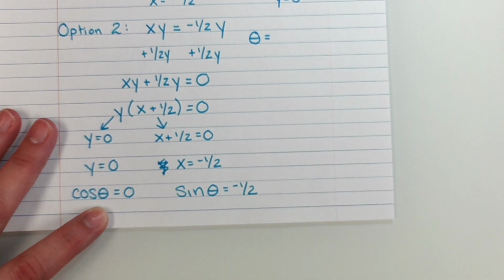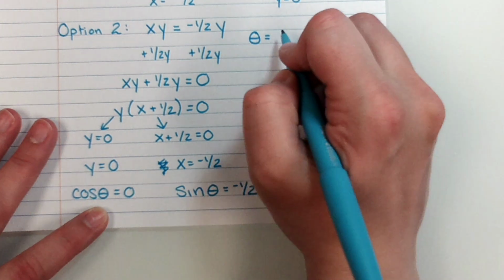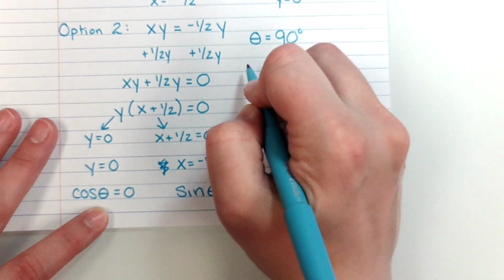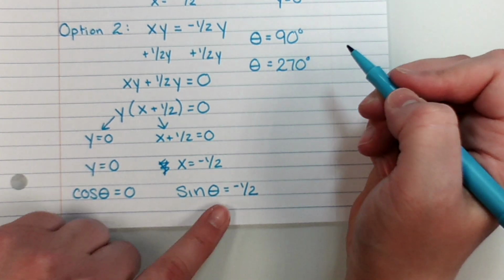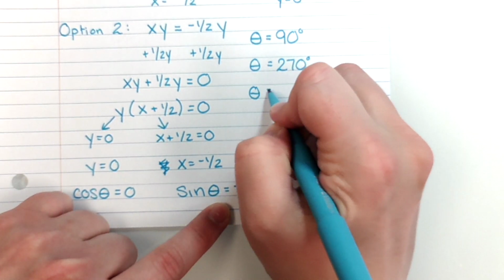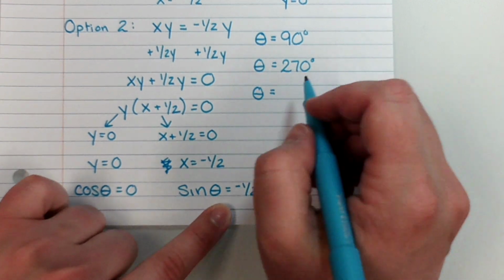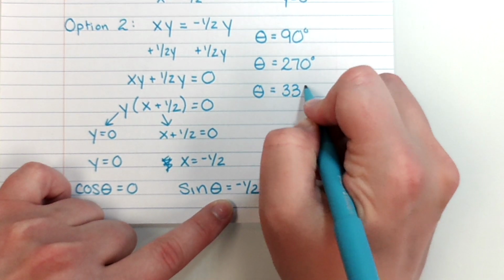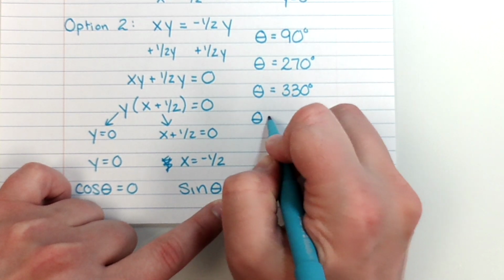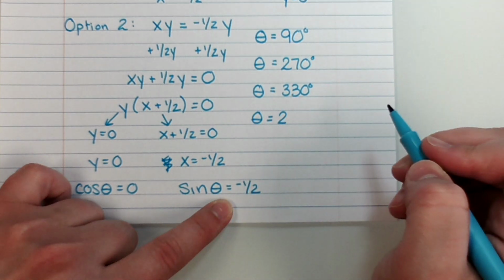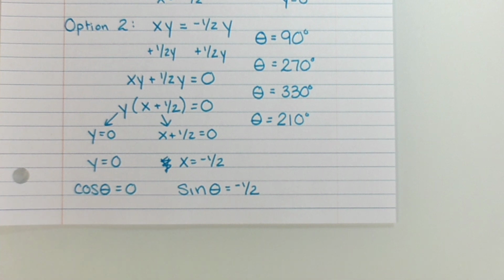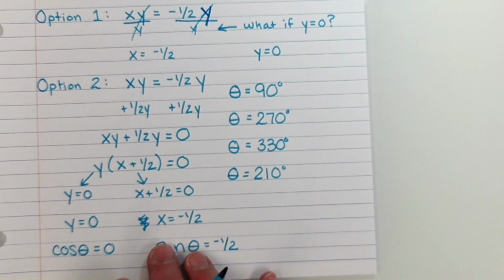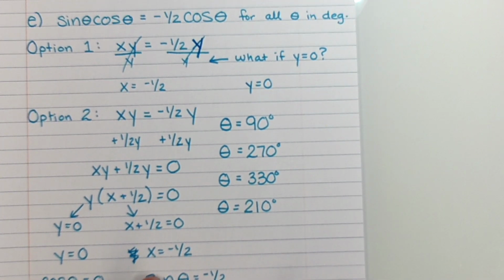Where is cosine 0? 90 degrees, 270 degrees. Where is sine negative 1/2? 330 degrees. 210 degrees. Is that the range in which I wanted the answers? No, I wanted for all theta in degrees.